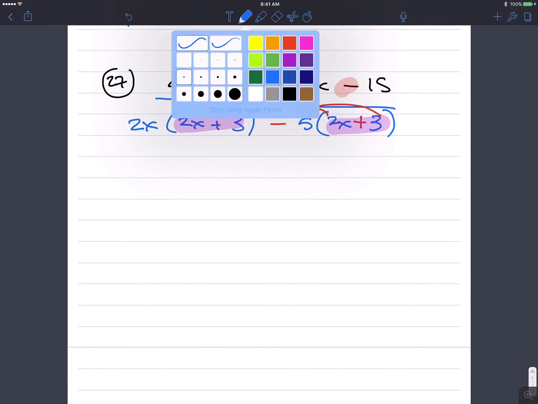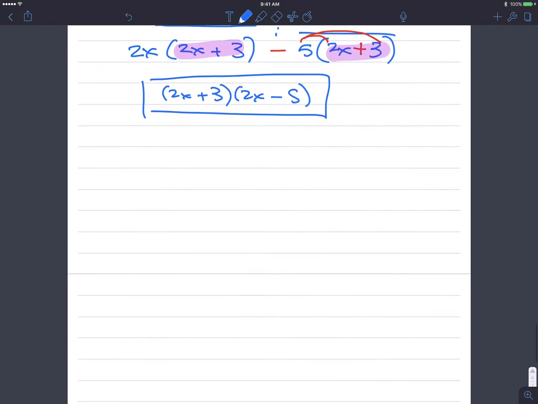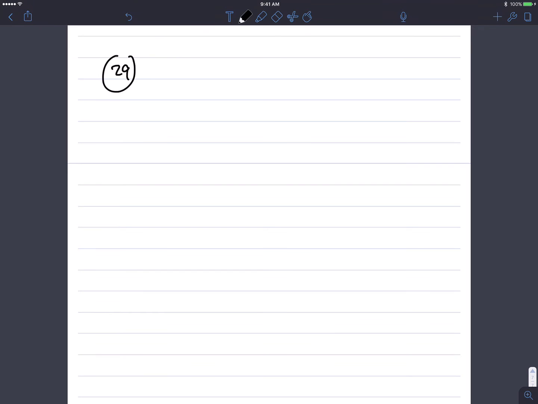So we're going to write this down this way. 2x plus 3 times 2x minus what? 5. We're done. Okay, let's try number 29 here. We have 5x squared minus 10x, sorry, minus 4x minus an 8, number 29.